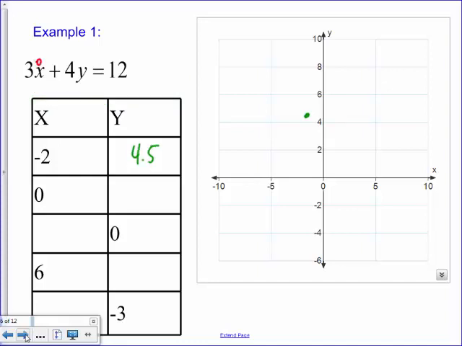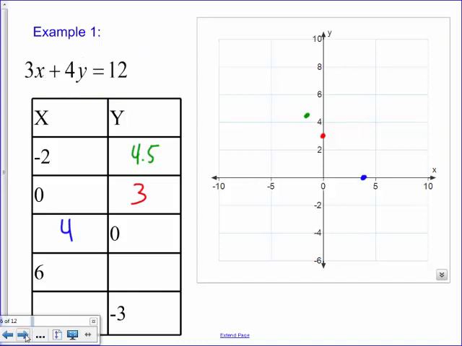Plug in 0 for x. So I got 0 plus 4y equals 12. Well, 4 times 3 gives me 12, so y is 3. So at 0, 3. Plug in 0 for y now. So 3x plus 0 equals 12. So 3 times what gives me 12? 3 times 4. So 4, 0. Should be somewhere about right there.